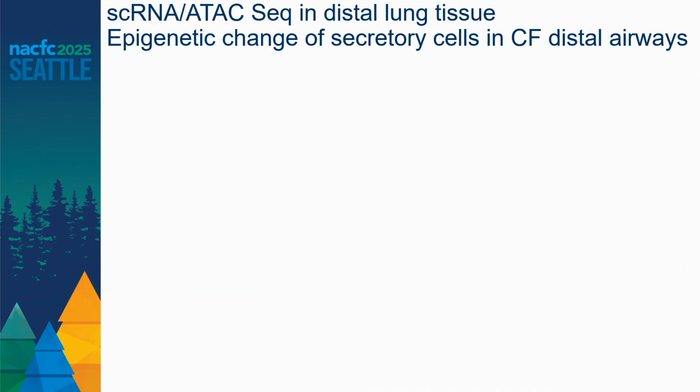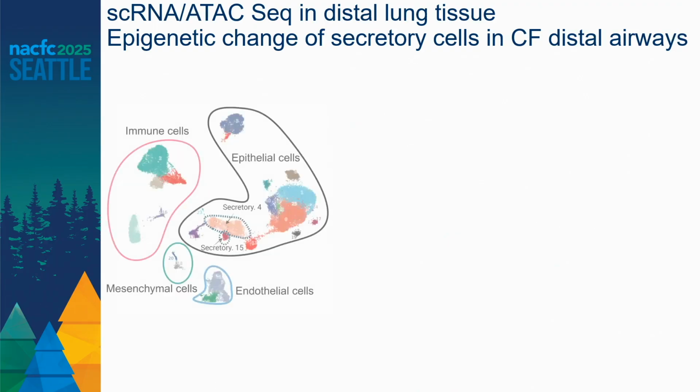So finally, to characterize and understand what types of epigenetic changes affect the DUSC loss in the CF small airways, we did single nuclei ATAC RNA multiome sequencing from 4 CF and 4 control donors.